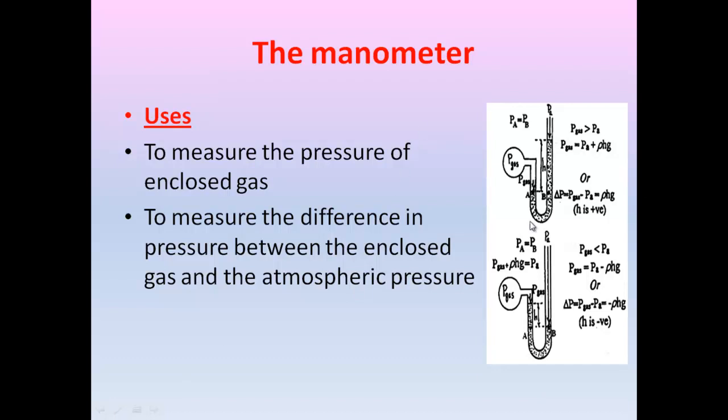If we look at this apparatus, we find that it is a U-shaped tube with two openings. One is a free end and the other is linked to the gas whose pressure we want to discover. There is competition between the pressure of the gas and atmospheric pressure.